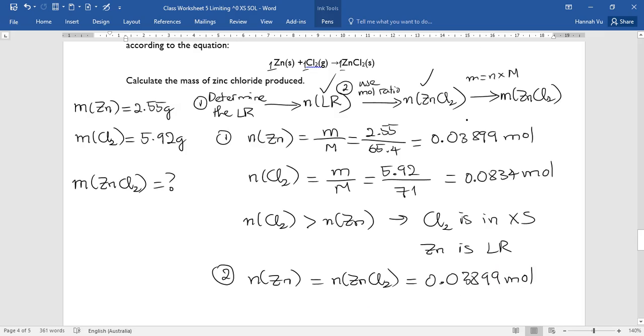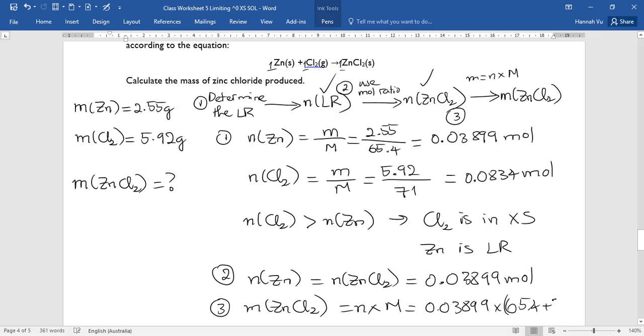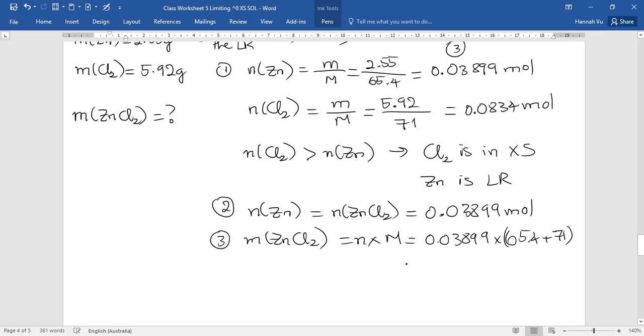So I've got that. And from here, I can determine, again, I just hit the lamp, the mass of zinc chloride, which is number of mole times molar mass. So I think we're going to have 0.03899 times 65.4 plus 71, which is something. Okay, let's just calculate.